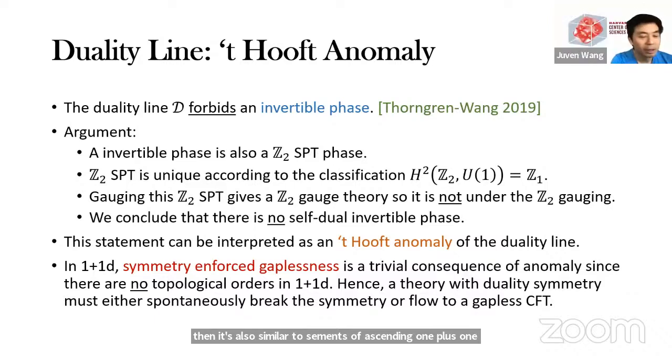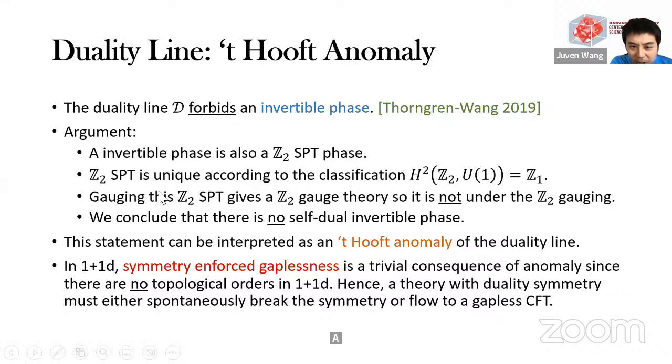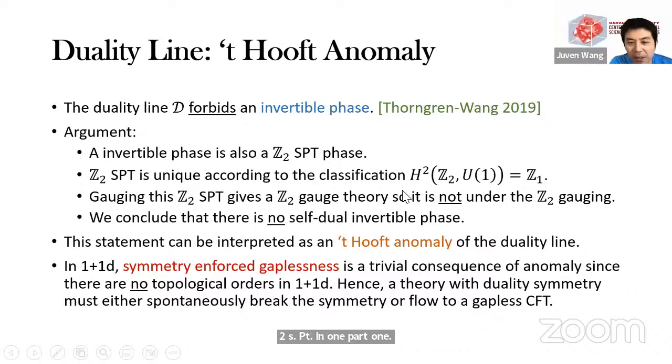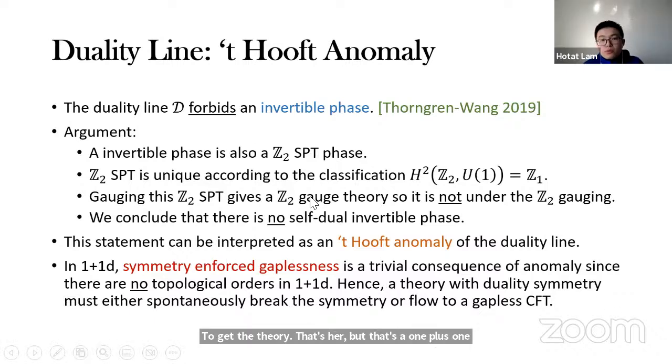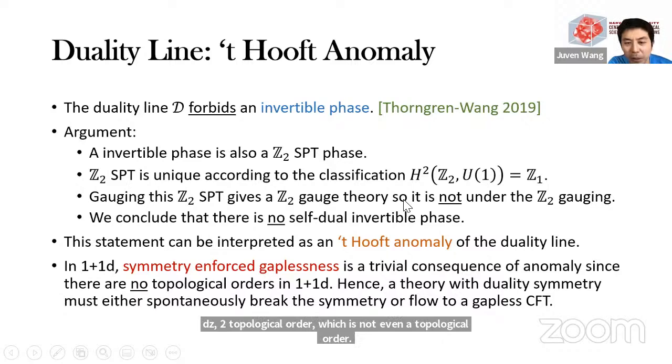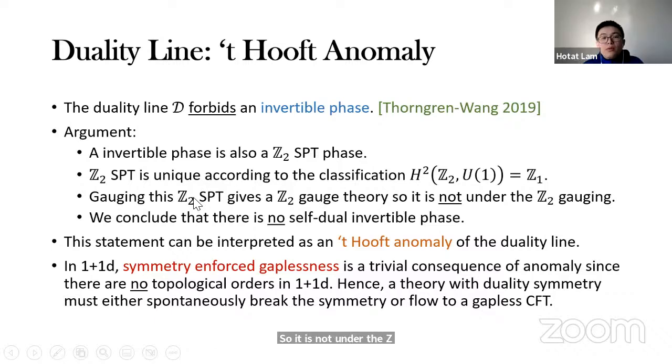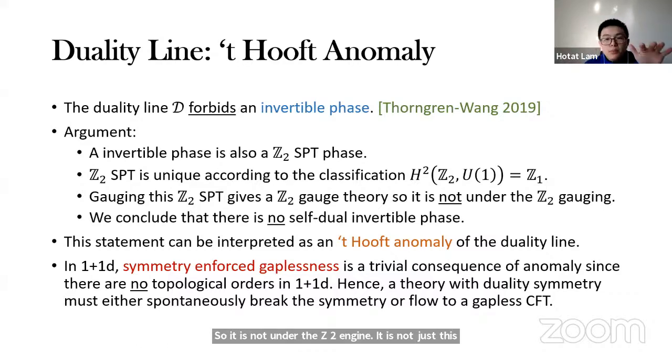Juven, you have a question? The third bullet point in the argument, gauging the Z2 SPT in 1+1D, right? Yeah. Gives a 1+1D Z2 gauge theory. Correct. But that's a 1+1D Z2 topological order, which is not even a topological order. Yeah, I'm not referring to this as a topological order. Okay, that's fine. But then what do you say in the next? So it is not invariant under the Z2 gauging? It is not. So now we check that the Z2 SPT after gauging becomes a Z2 gauge theory. So that means that the Z2 SPT cannot be invariant under gauging the Z2 symmetry.